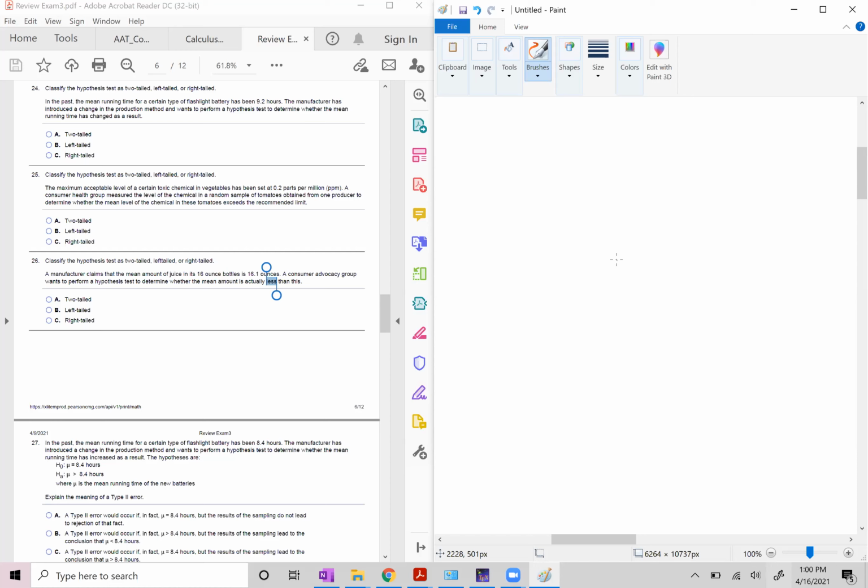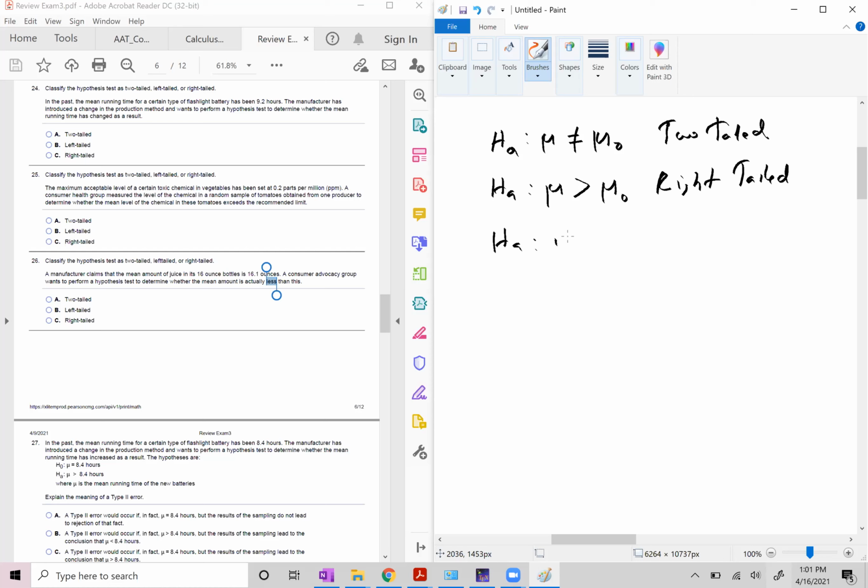Now, in the previous three types of questions, if you want to do it quickly, you simply look at the alternative. If it is mu not equal to some value mu naught, it's two-tailed. If it is mu greater than some value mu naught, it is right-tailed. If the alternative looks like mu less than mu naught, it is left-tailed.